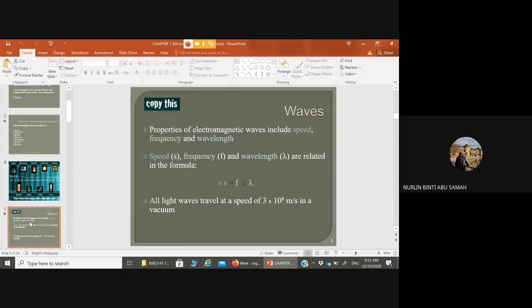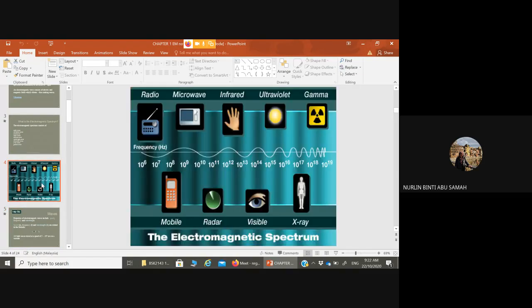So this is the formula. No, this is for the speed. But what I want to tell you is that energy is inversely proportional to the wavelength. So this is the thing that you need to know very well, from the formula of E equals to hc over lambda.